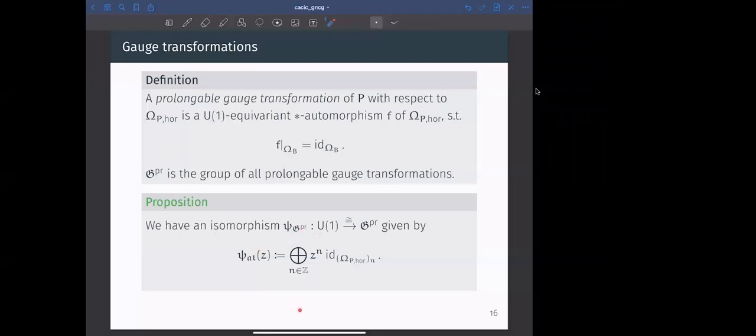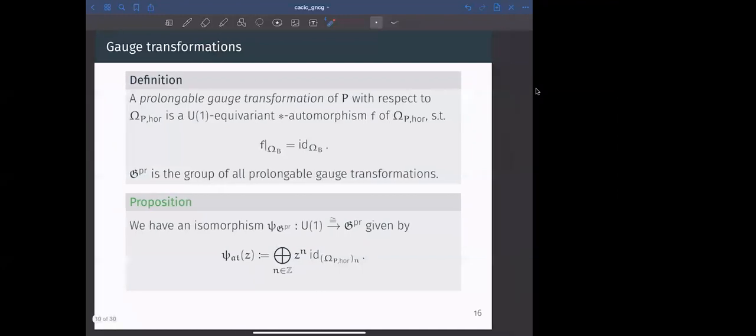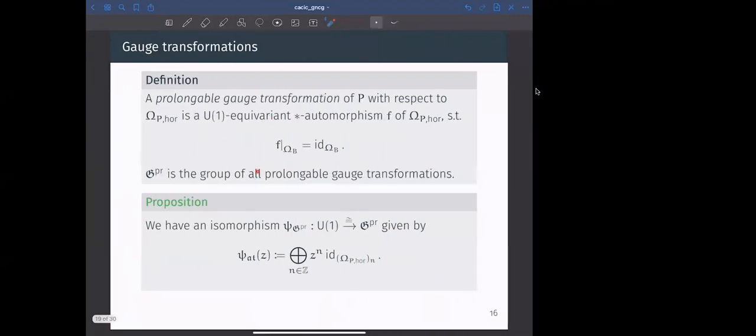And given the special nature of this case, there's actually an explicit isomorphism of this group with U1. Basically what happens is that z in U1 acts by the principal action of U1 on P, as extends naturally to omega P horizontal. So on the degree n isotypical component of this U1 equivariant star algebra, z acts by z to the n. We'll justify why these are actually global gauge transformations later on.